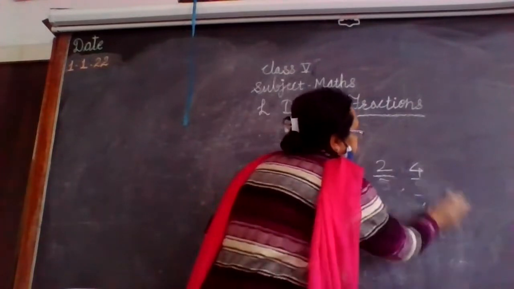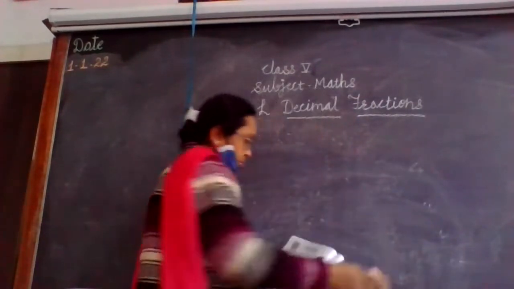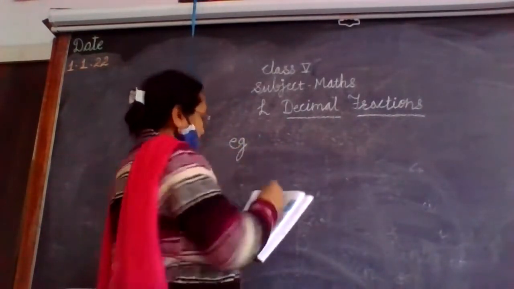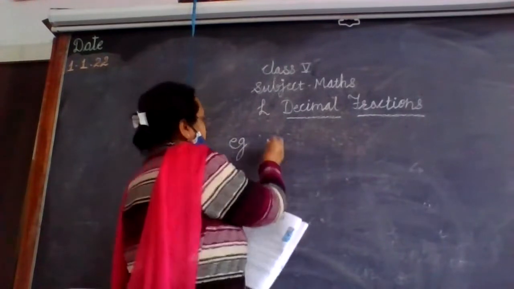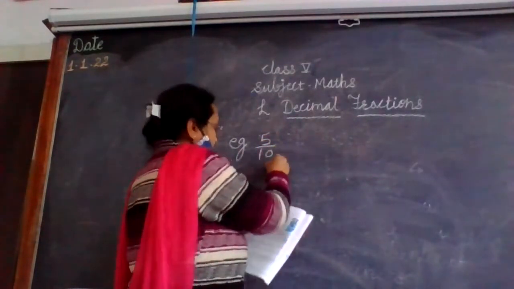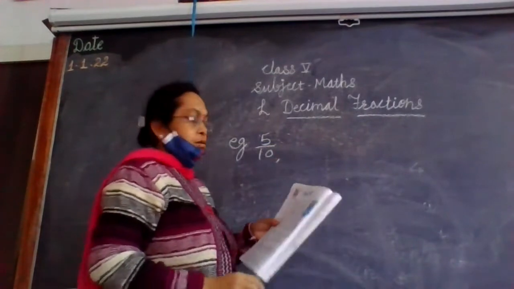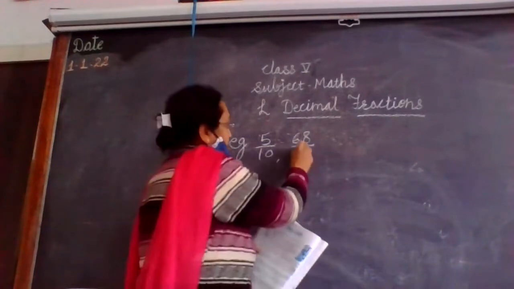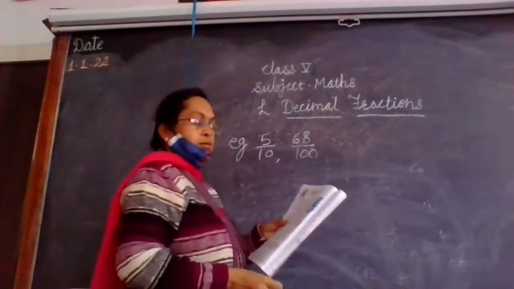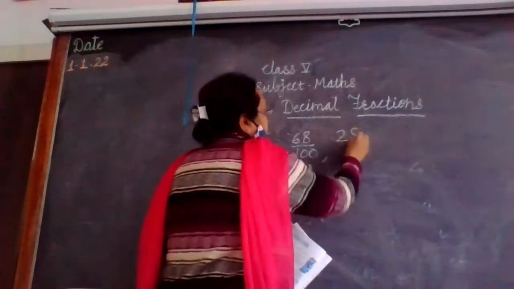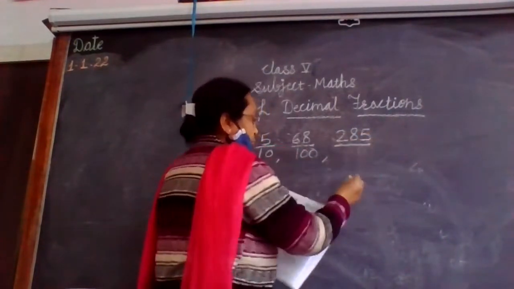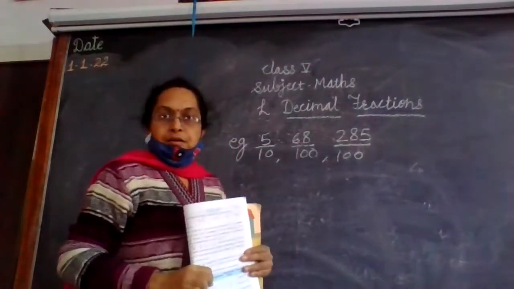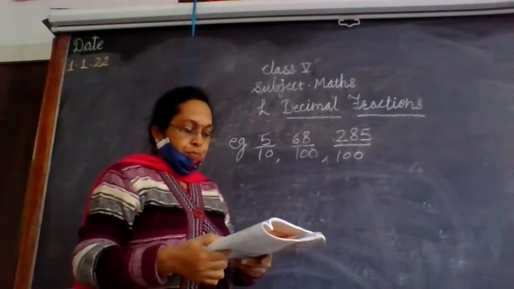Now let us see examples of it. 5 by 10, which is having 10 in the denominator. 68 by 100. 285 upon 100. So these all fractions are decimal fractions.